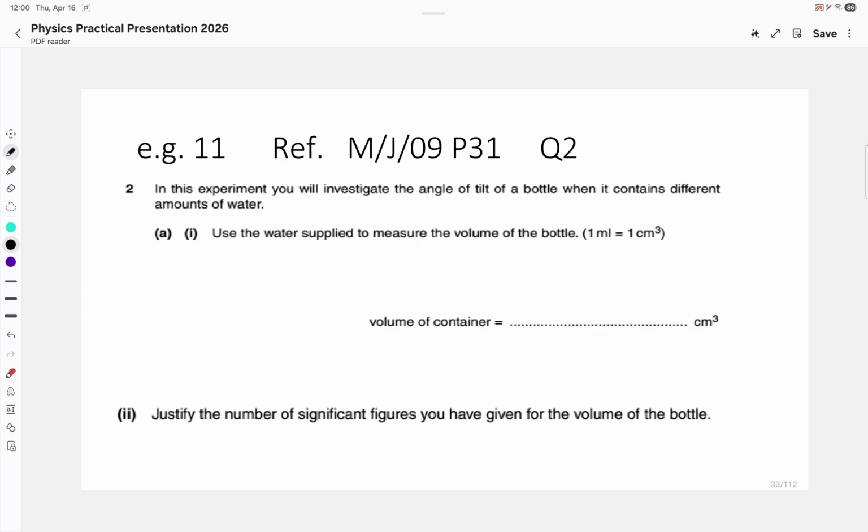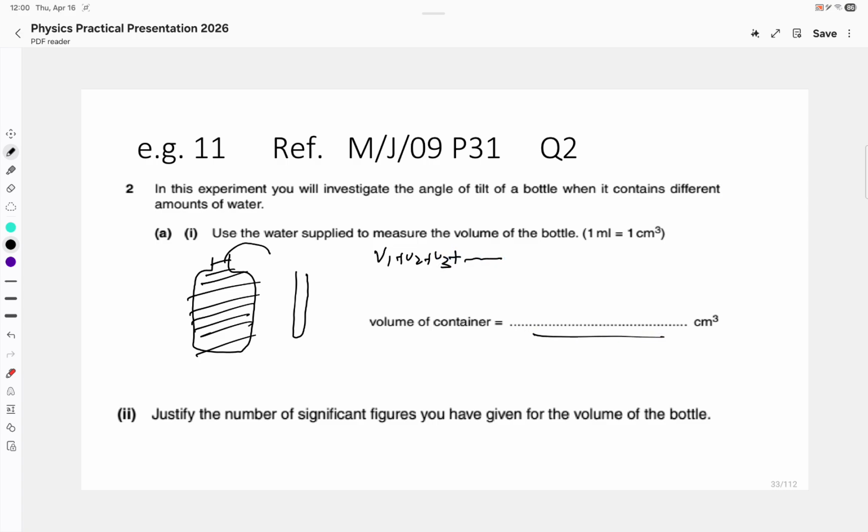That container must be filled up with the water first, like this way. Fill it up with the liquid from the source, and now start emptying it into a cylinder step by step. Note down all the breakups of the volumes, sum up and give me the values. Now here additionally something else is mentioned regarding the volume: justify the number of significant figures you have given for the volume of the bottle.